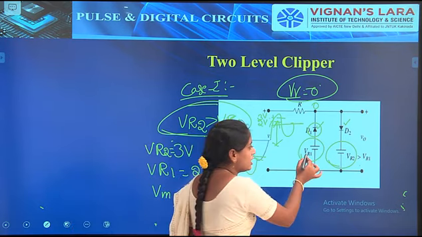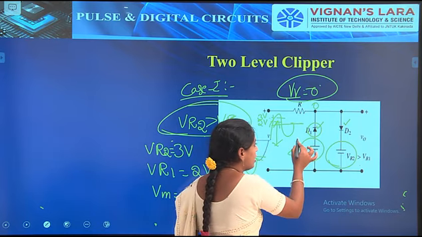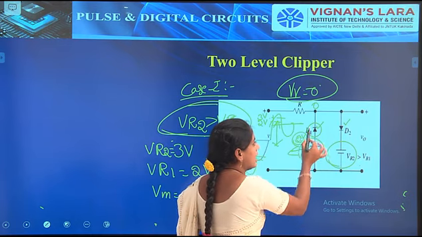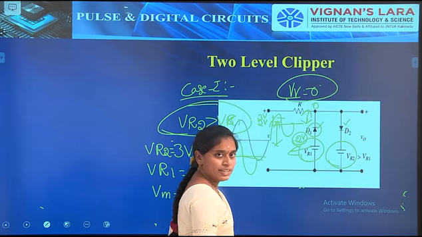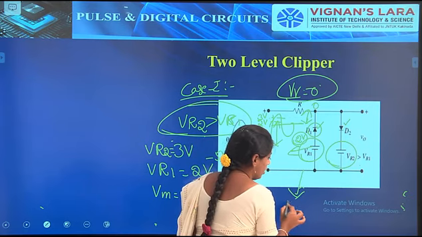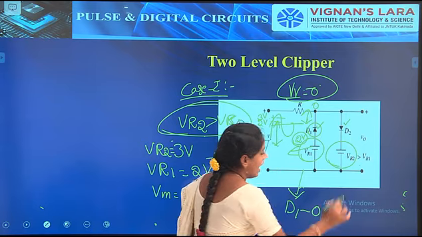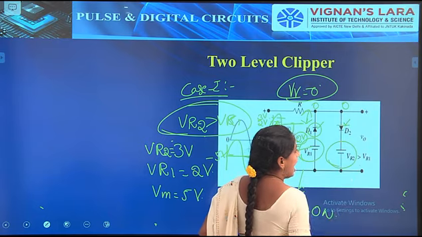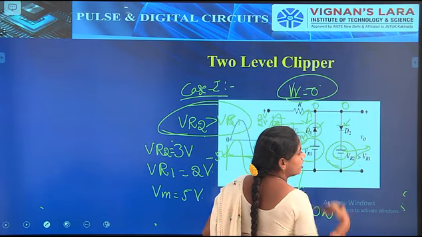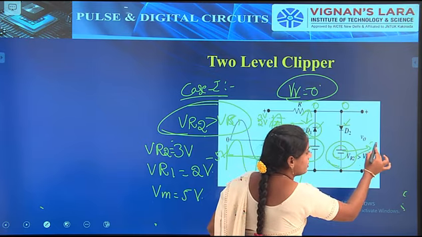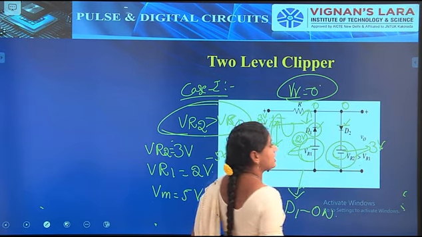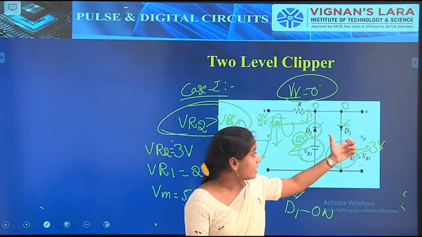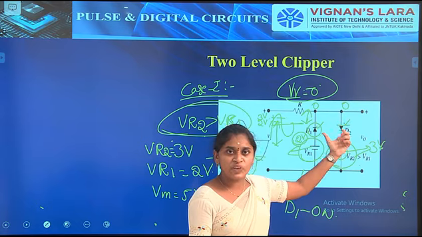From this, VR1 is 2 volts and the cathode is at 0 volts. So here the anode voltage is greater than the cathode voltage, so diode D1 becomes on. And what is the condition of D2? Here 0 volts is applied to the anode of diode D2, and the cathode terminal is connected to VR2, which is 3 volts. So at the D2 terminal, the cathode voltage is greater than the anode voltage, and that's why D2 will be in the off condition.